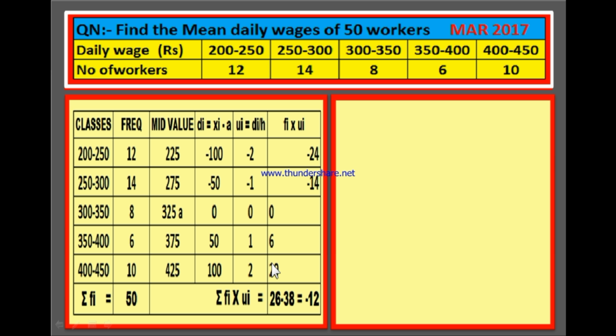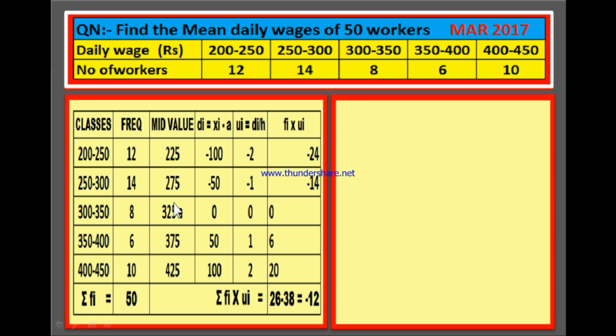You write positive values one over the other, and you write negative values one over the other separately, so that it is very easy to calculate. You add up now. You add positive values first of all. 6 plus 20 is 26, and you sum up the negative values now. Minus 24 minus 14 is minus 38. What is 26 minus 38? It is minus 12. Therefore, sigma fi ui is minus 12 and sigma fi, sum of the frequencies, is equal to 50.